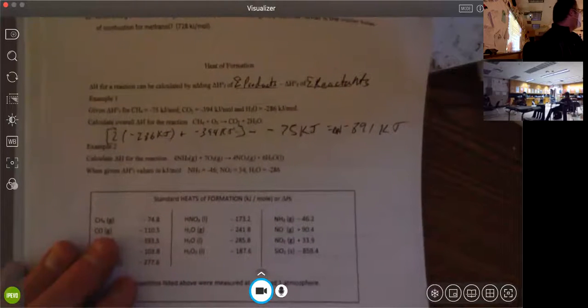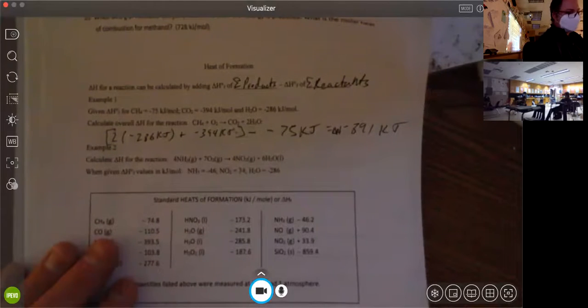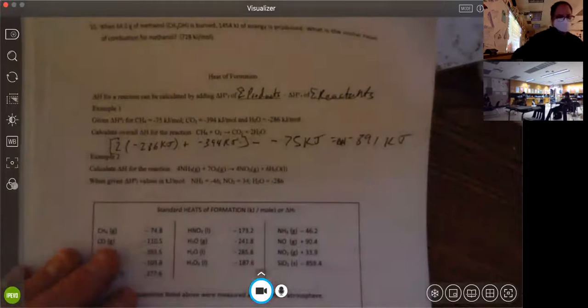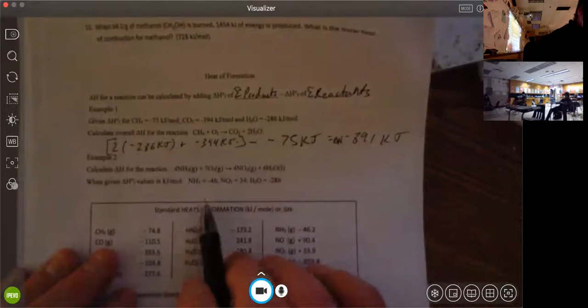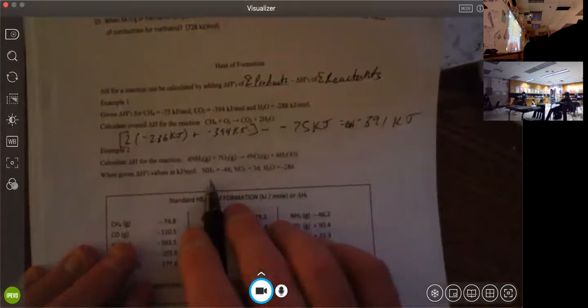There's one that switches, and I don't know if you remember that from X chemistry, but it's basically whenever you're dealing with the bond dissociation energies, you actually take the bonds broken minus the bonds formed. All right, so let's take a look here.